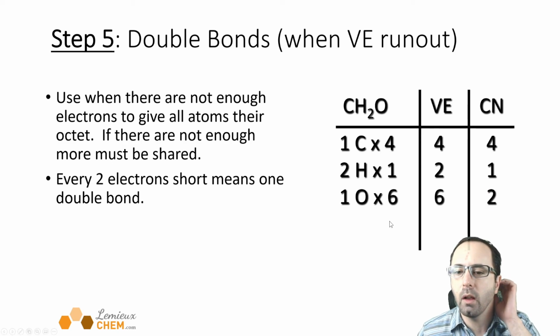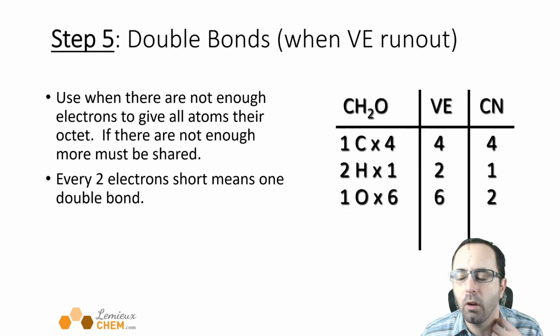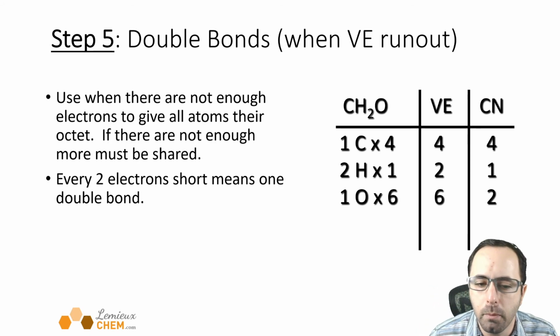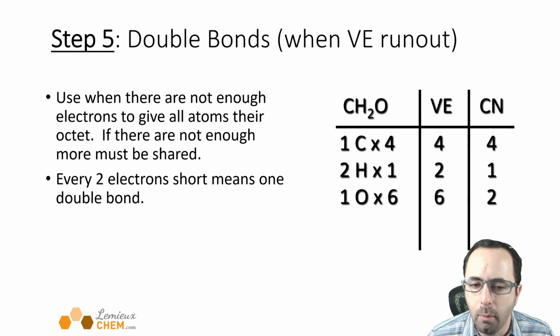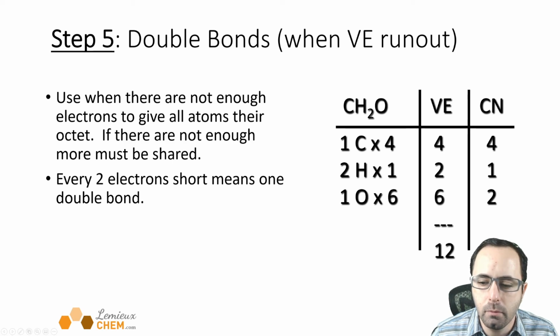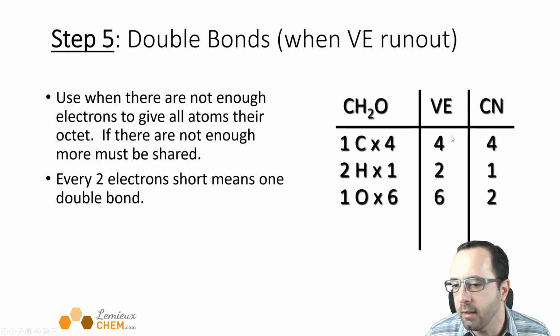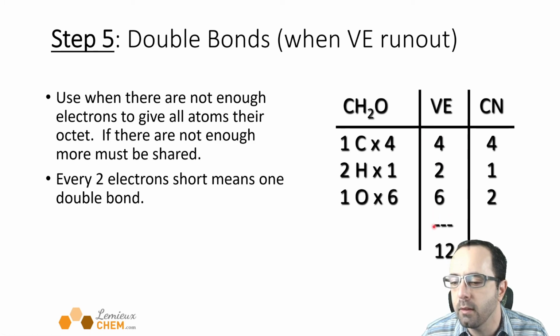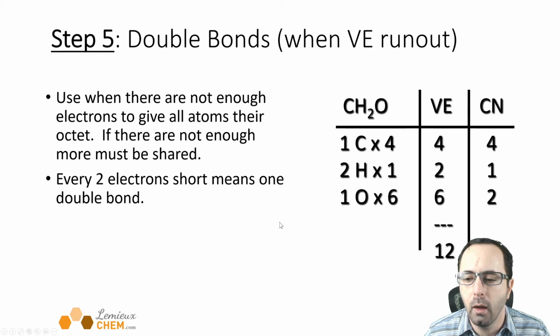Okay, so now we've done step 1, count the valence electrons, and we've determined the covalence number in step 2. Now we're ready to move to step 3, drawing a skeleton structure. Oh yeah, sorry, I had to add the valence electrons. I didn't do that. 4 plus 2 is 6, plus 6 more is 12. Okay, now we're ready to go.